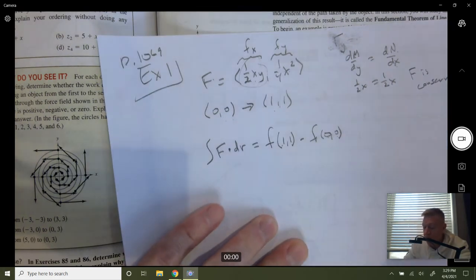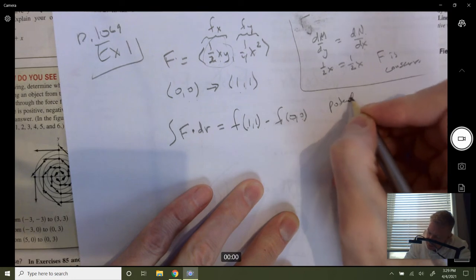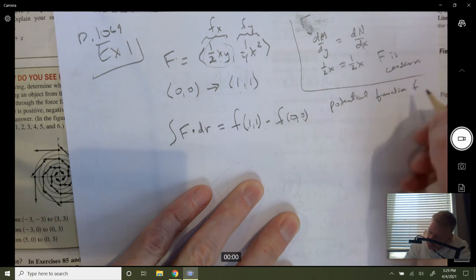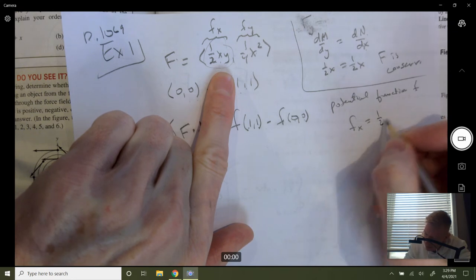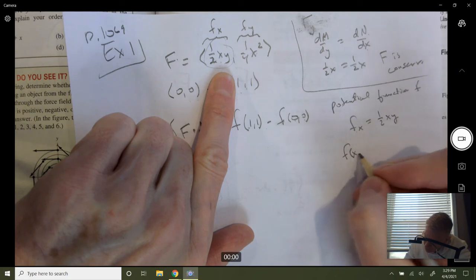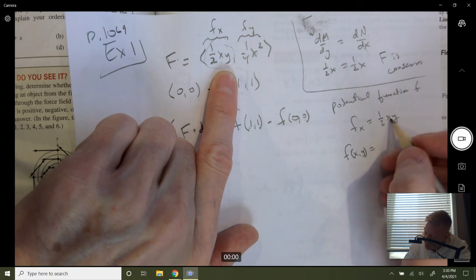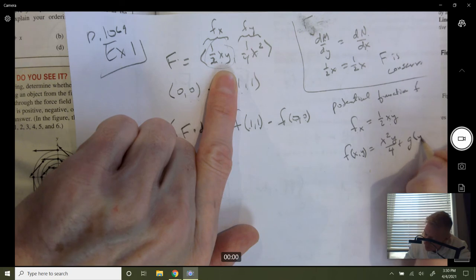Okay, so what we're going to try to do is find our potential function. Okay, so potential function, little f. So we know that an x derivative is equal to 1/2 xy. So we'll take the antiderivative with respect to x. So our f function as a function of x and y is going to be the antiderivative with respect to x. So that's going to be x squared y over 4 plus some function of y.